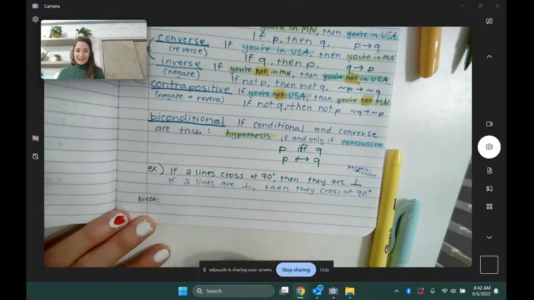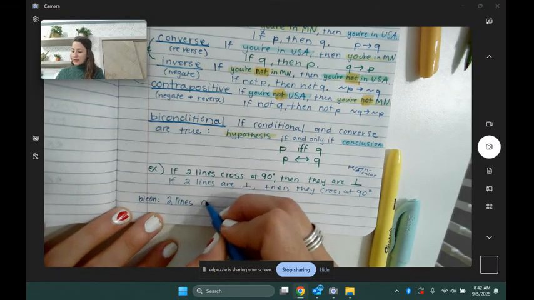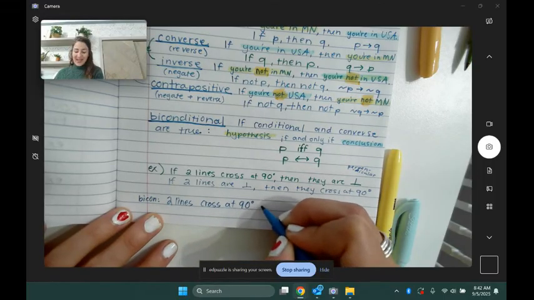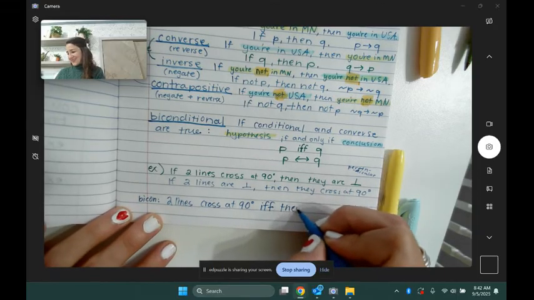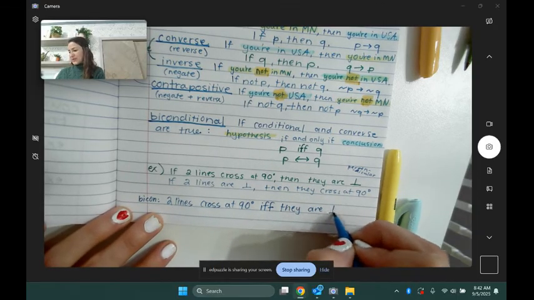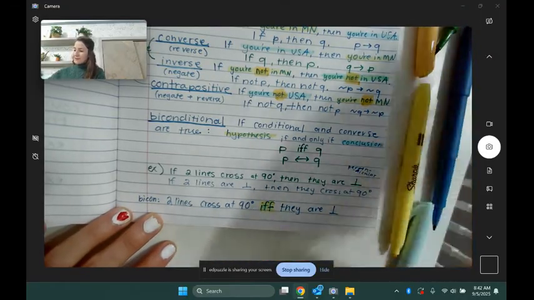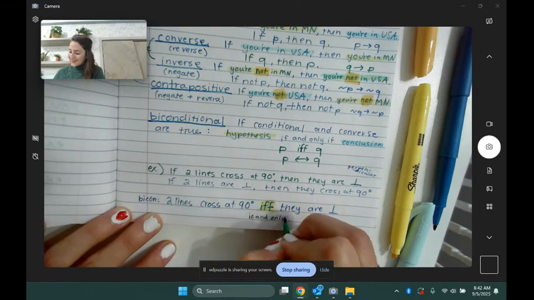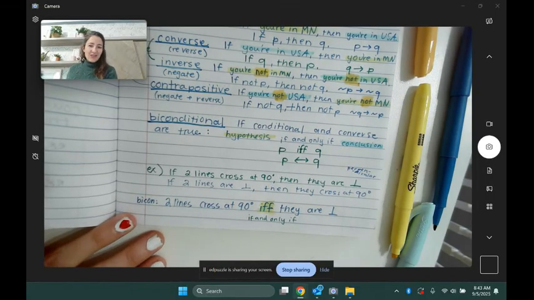My biconditional: two lines cross at 90 degrees if and only if they are perpendicular. Remember, this means if and only if they are perpendicular. So usually biconditionals, you can use that for definitions.